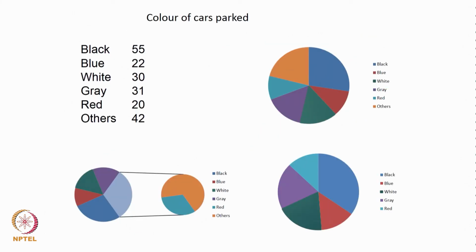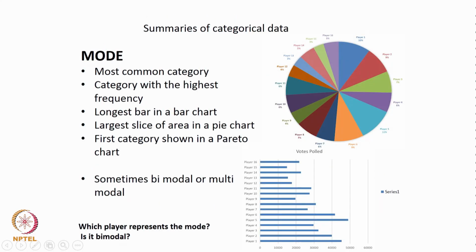Now, let us look at another example of colors of cars parked in a parking area, very similar. You can see that this is one particular pie chart, and here it is expanded and shown here. Now, it includes the others. There is a category called others. Here in this pie, the category called others is removed, the others is shown separately and so on. It is a different form of representation of pie charts.